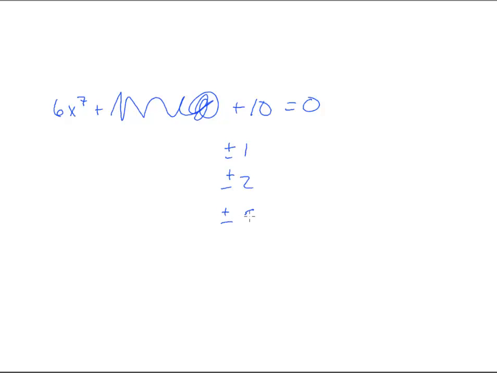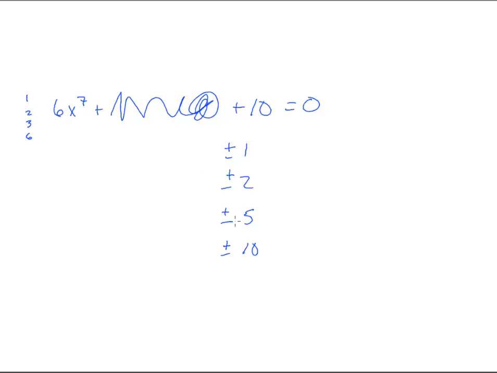6x to the 7th plus some blah, blah, blah, blah, plus 10. And we're going to try to find all the possible fractional zeros of here. So this is how you do it. You say, ooh, let's not worry about all the factoring. I know I can go plus or minus 1, plus or minus 2, plus or minus 5, plus or minus 10. Great. And the factors of this are a 1, 2, a 3, and a 6.